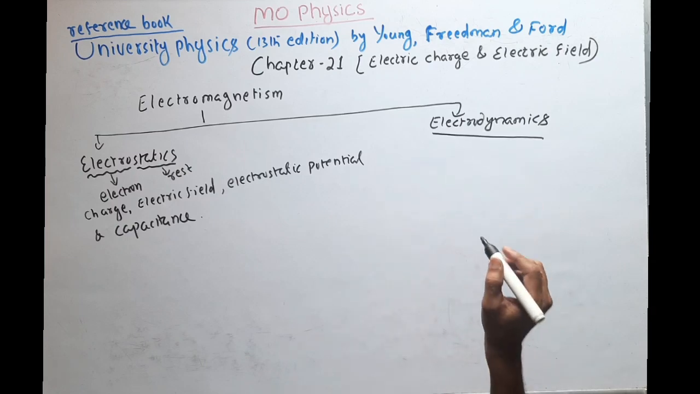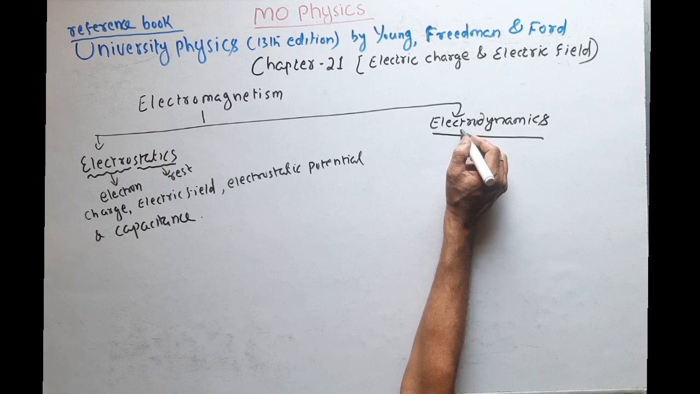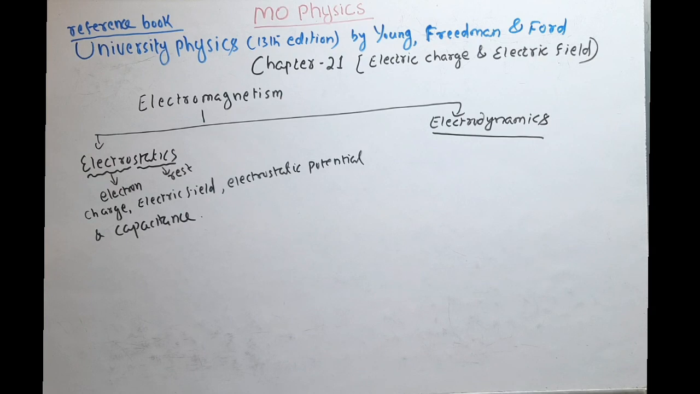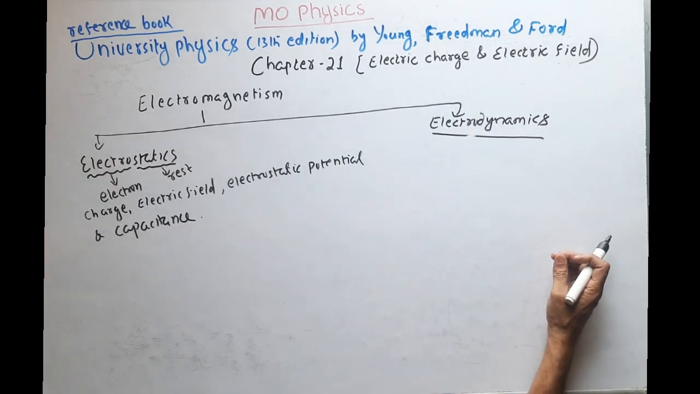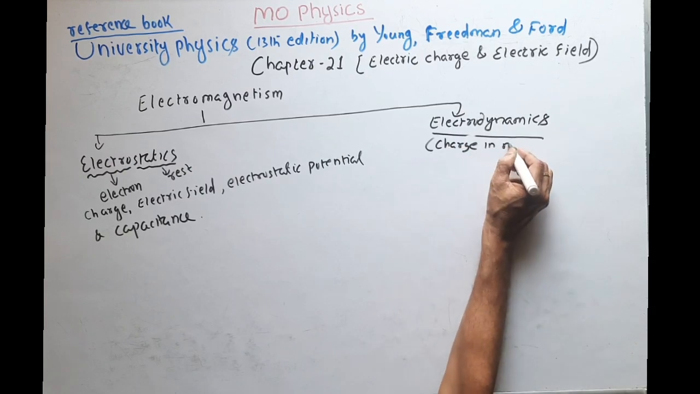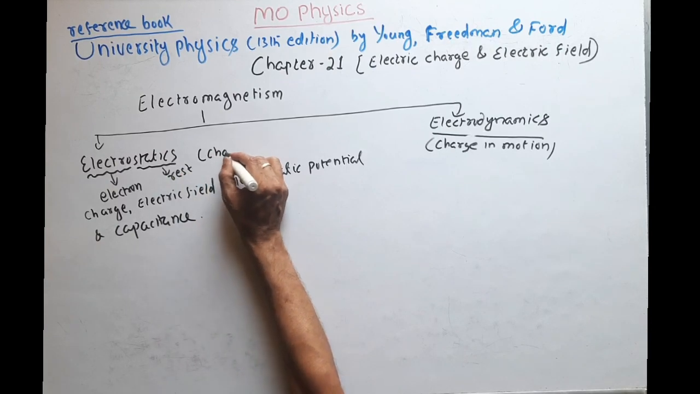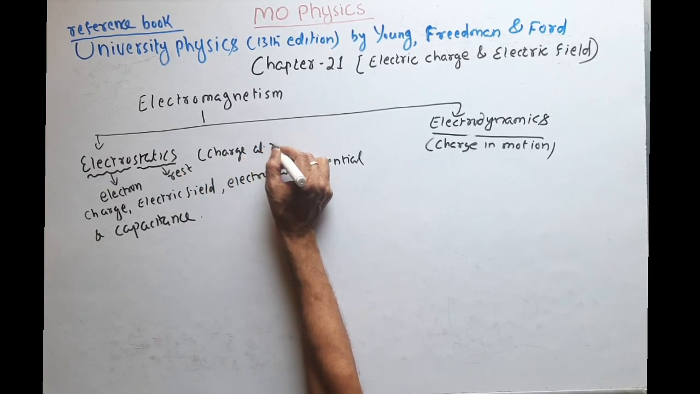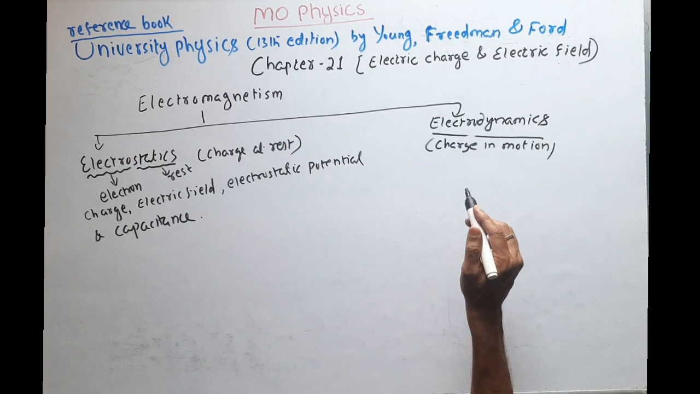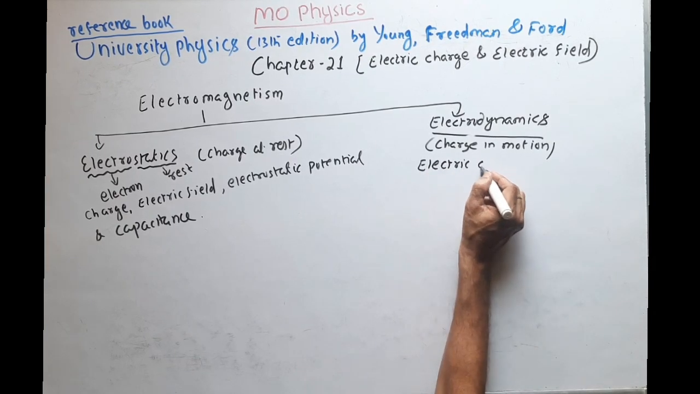In electrodynamics, dynamics means motion and electro means electron, that is, charge. So when charge moves, what are the various effects? We will discuss that in electrodynamics. Electrodynamics means charge in motion, and electrostatics means charge at rest. In electrodynamics, the first topic is current electricity, or electric current.